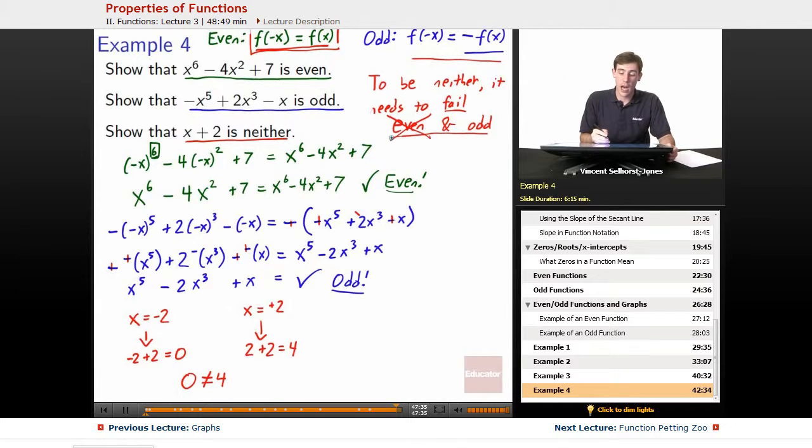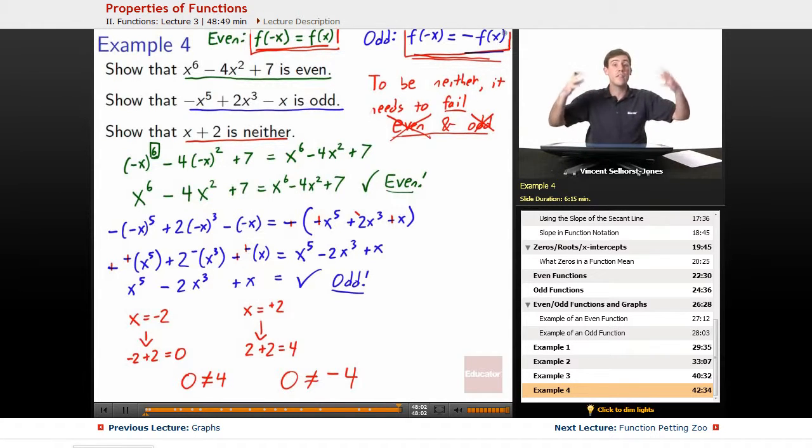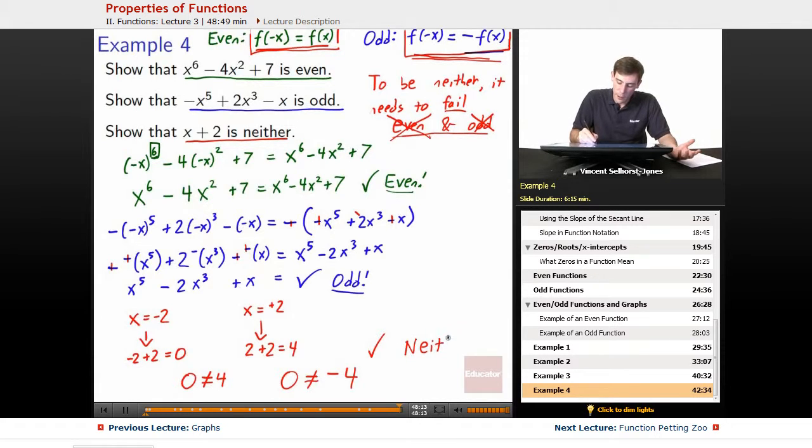Next, we want to show that it's not odd. Odd was the property that if we plug in the negative, it's going to be equal to the negative of the positive one. So 0 is not equal to negative 4 either, right? If we plug in negative 2, we get 0. If we plug in positive 2, we get 4, so we fail to be odd as well, because if we plug in opposite positive and negative numbers, we don't get opposite positive and negative results. 0 is not the opposite of negative 4. So it checks out. That one is neither.